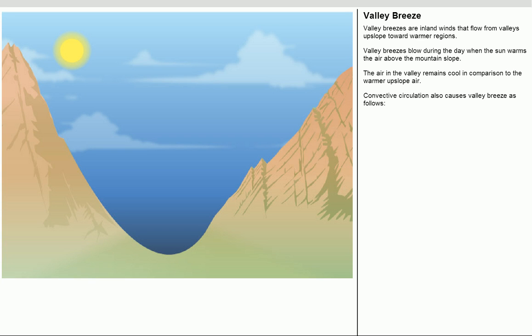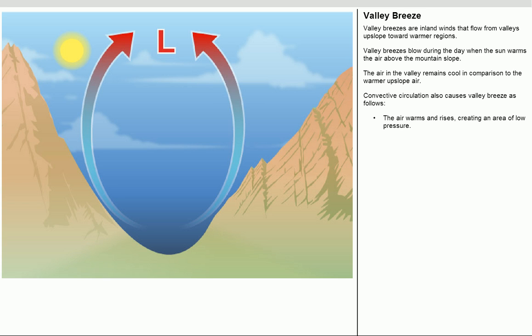These breezes blow during the day when the sun warms the air above the mountain slope. The air in the valley remains cool in comparison to the warmer upslope air. As it does with sea and land breezes, convective circulation causes the valley breeze.